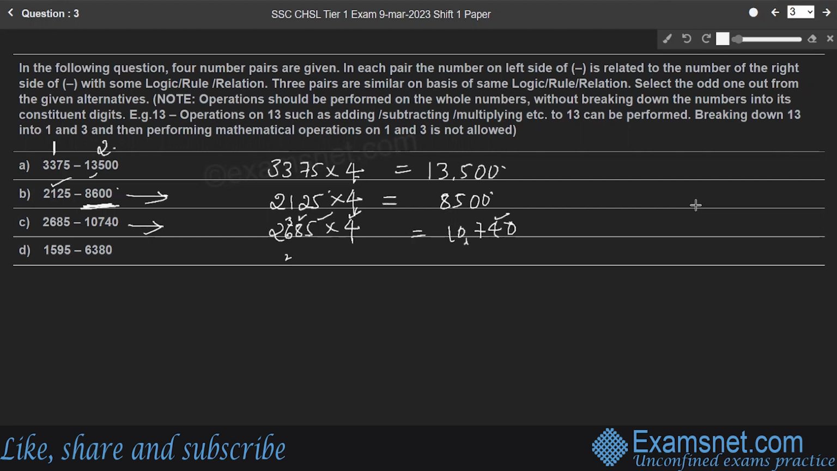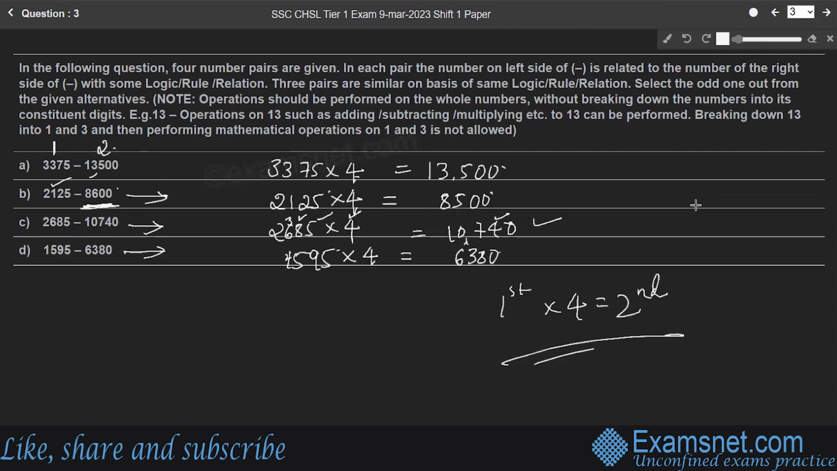So first number into 4 is equal to second number. Whereas in option D, 1595 into 4 is equal to 6,380, which is the second number, right? Here the logic is first number into 4 is equal to second number. So only in option B, 2125 and 8,600, this pair does not follow this rule. Therefore, option B is the odd one here, right? So option B is the answer.